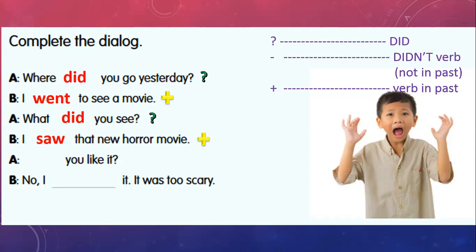Person A: Did you like it? This is a question. With a question, we have to use did. No, I blank it. This is negative. With a negative, we put didn't, with the verb not in past. I didn't like it. So we completed the dialogue by using did, didn't, and the verbs in past or simple form when need be.